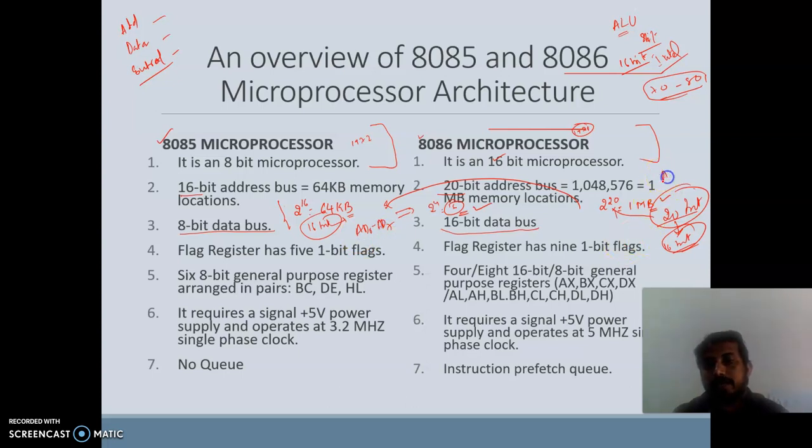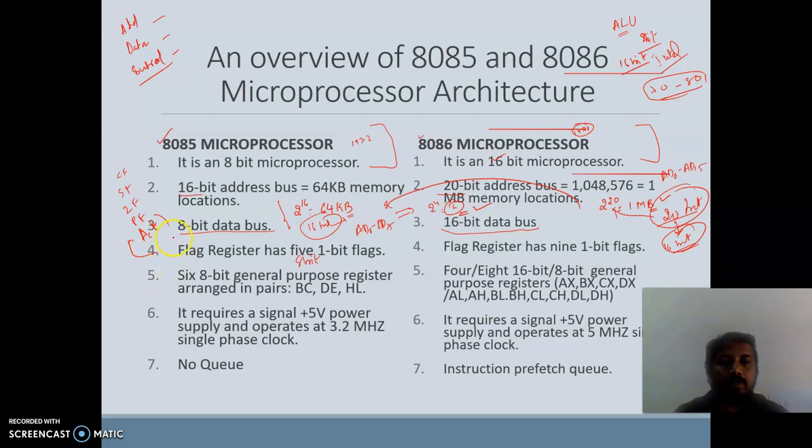Here, address and data buses are from AD0 to AD7, and A8 to A15 are address. These two are multiplexed. The next difference between the architecture of 8085 and 8086 is the flag register. As you know, 8085 is an 8-bit microprocessor, so you have an 8-bit flag register. Out of the 8 bits, you define only 5 flags. What are those flags? Carry flag, sign flag, zero flag, parity flag, auxiliary carry flag.